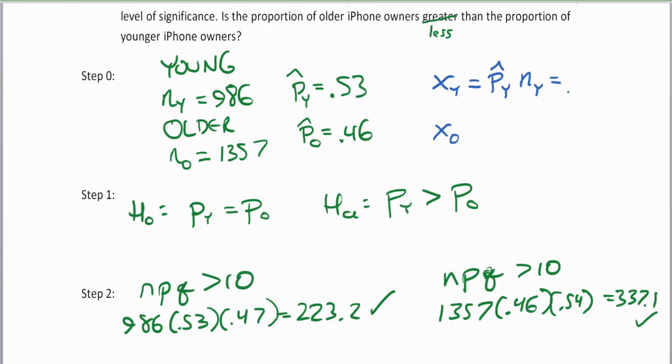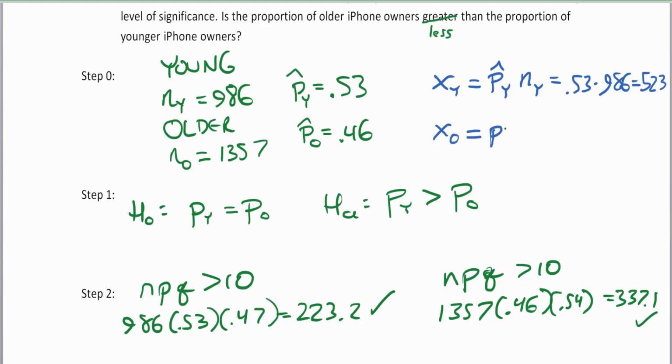So this is going to be 0.53 times 986, which is 523, and we're rounding up. We're always going to round up here because we're not going to have a partial person in this study. So round up, even if it was like 522.0001, round to 523.